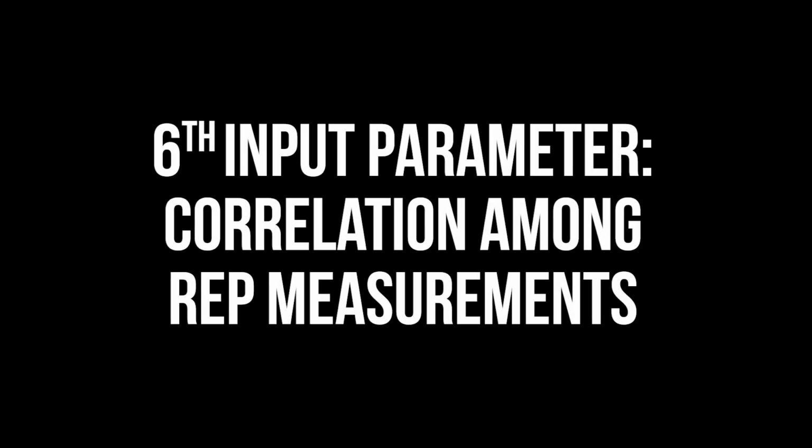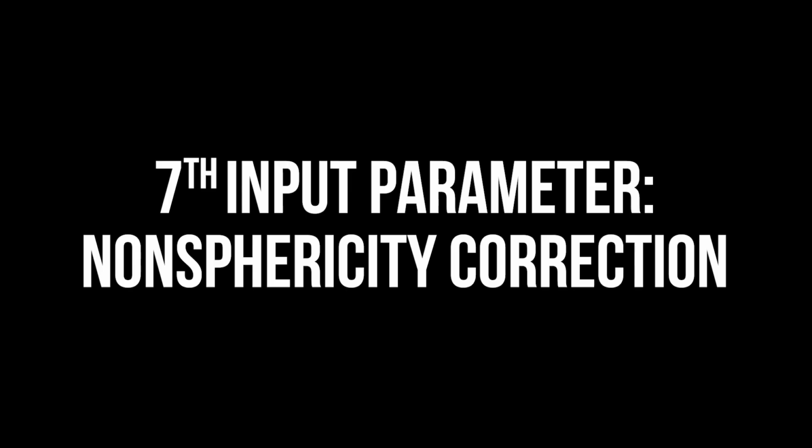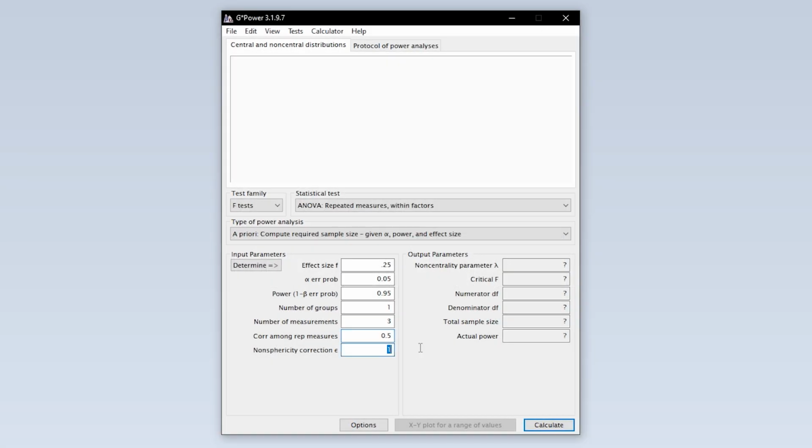The correlation among repeated measurements can be left at 0.5 and only changed if you have specific numbers from previous or preliminary studies. The Nonsphericity correction should only be changed if the variances of the differences between the measurements are unequal. It will be difficult to determine this in advance and therefore leave it at the default value of 1.